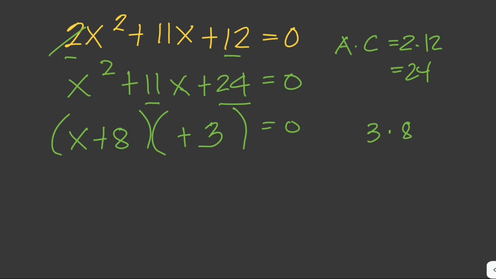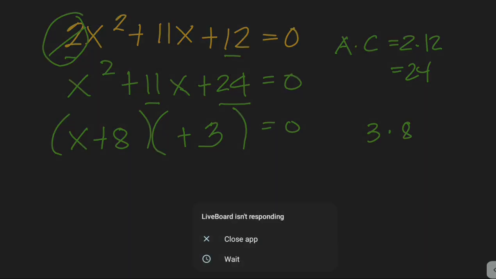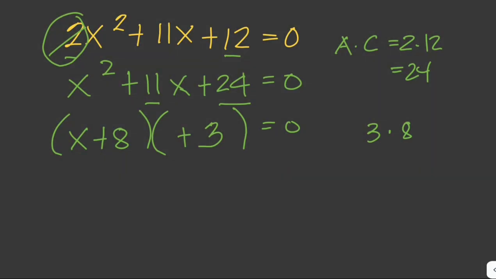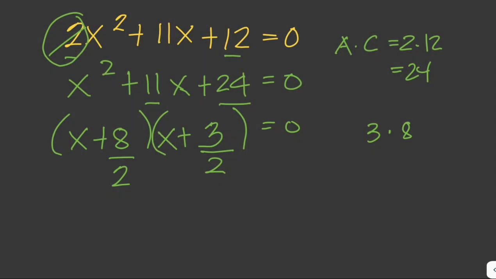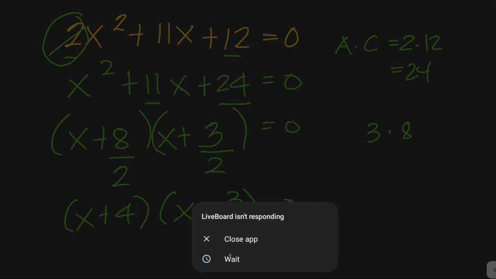Take note that we neglected the coefficient of the highest degree, which is a, and that is equal to 2. So we have to divide the factors by 2. Then now we have x plus 8 over 2 times x plus 3 over 2. So this is just x plus 4 times x plus 3 halves equals 0.